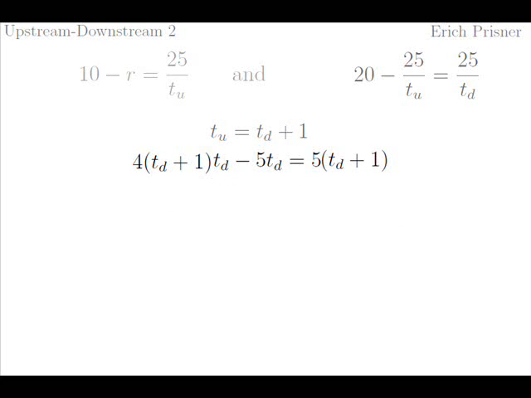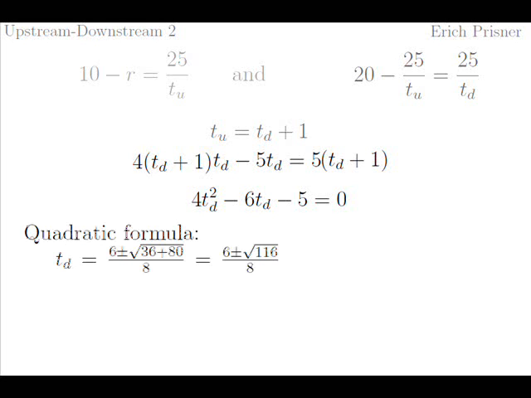We simplify the equation and get 4td squared minus 6td minus 5 equals 0, another quadratic equation. So we use the quadratic formula again. Td equals 6 plus minus square root of 36 plus 80, all divided by 8, which is 6 plus minus square root of 116 divided by 8, which is approximately 2.1 or 0.6. Then tu is 1 more, so 3.1 or 1.6.